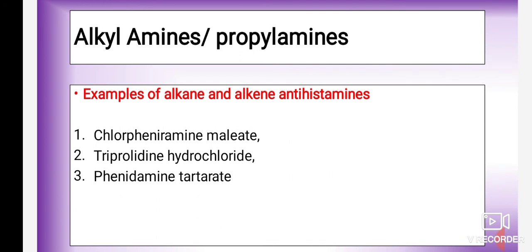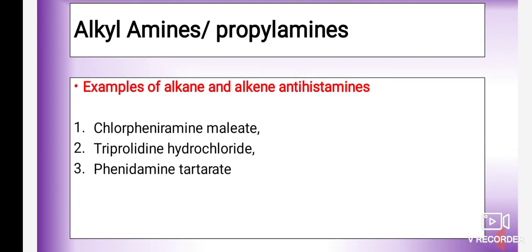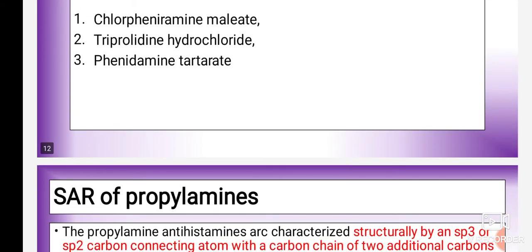The next class is alkyl amines or propyl amines. Alkyl amine is a general term. Propyl amine is made up of 3 carbon atoms and then the nitrogen. So these are the examples: chlorpheniramine maleate, triprolidine hydrochloride, and pheniramine tartrate, which are salt forms. If we write about chlorpheniramine maleate, it is a salt form of chlorpheniramine. Triprolidine hydrochloride is a salt form of triprolidine. Then pheniramine tartrate is a salt form of pheniramine.